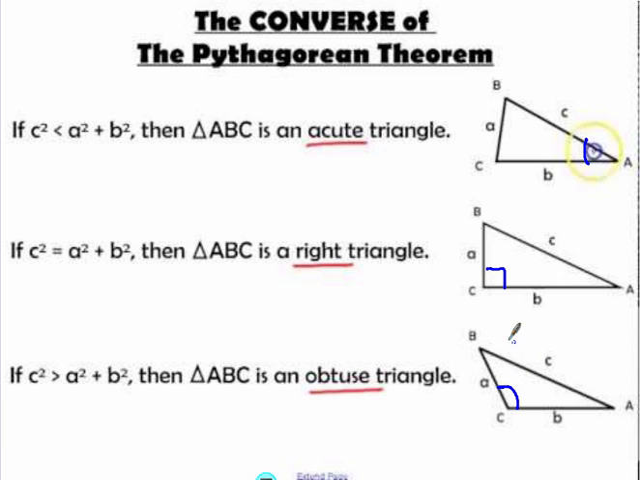So if the square of my hypotenuse is bigger than the sum of the squares of my legs, it's obtuse. If the square of the hypotenuse is less than the sum of the squares of the legs, then it's acute. And if the square of the hypotenuse is equal to the sum of the squares of the legs, then it's a right triangle. And we're going to use this information to find some missing side lengths and also to determine what type of triangles we're dealing with.